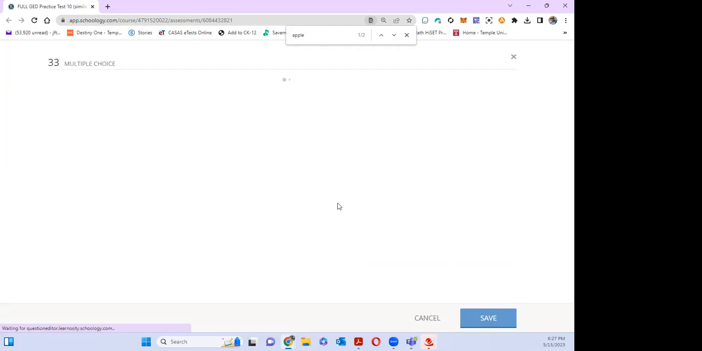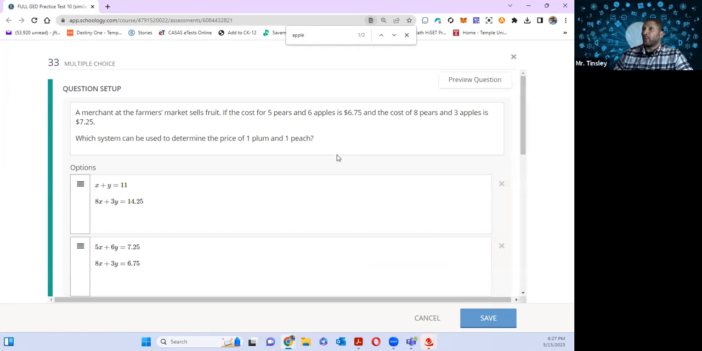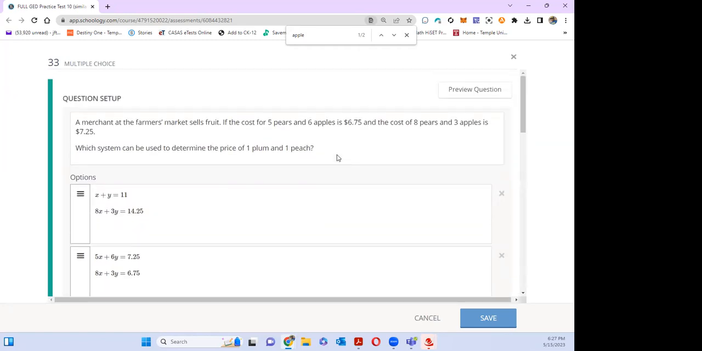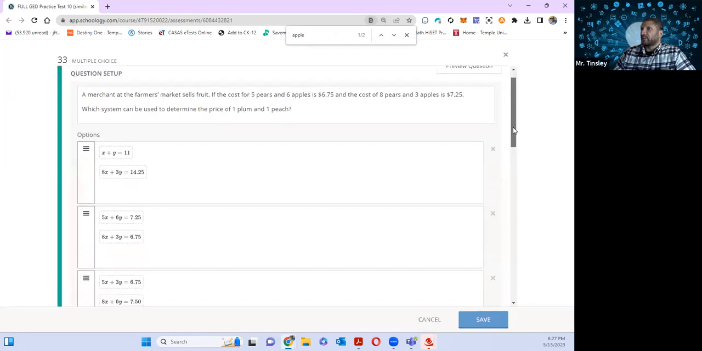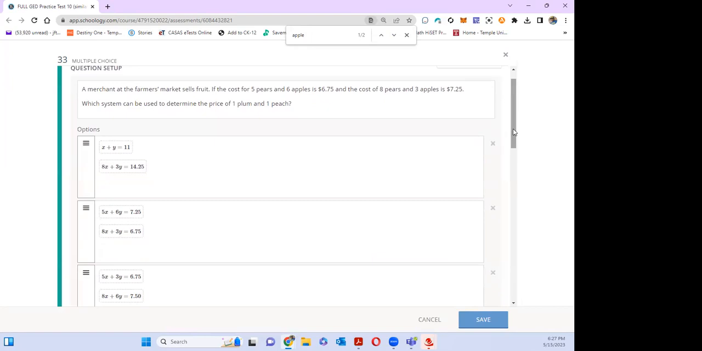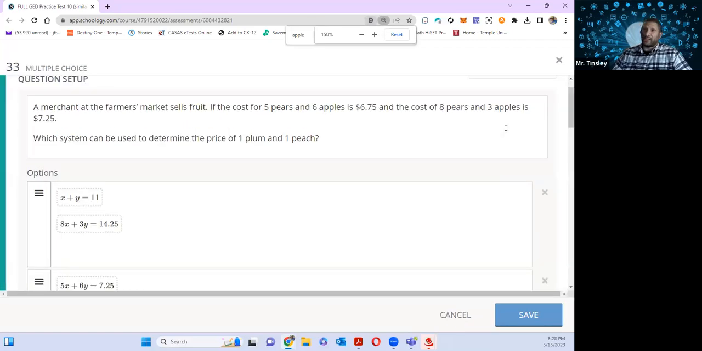Now, when I looked at this problem over the weekend, 4 people took this quiz but answered this question incorrect. Is that too small for people to see, or do I need to make it a little bigger? Okay, so we won't be able to see all the answers, but let's go through. This is a system of equations. It says a merchant at the farmer's market sells fruit. If the cost of 5 pears and 6 apples is $6.75, and the cost of 8 pears and 3 apples is $7.25, which system can be used to determine the price?